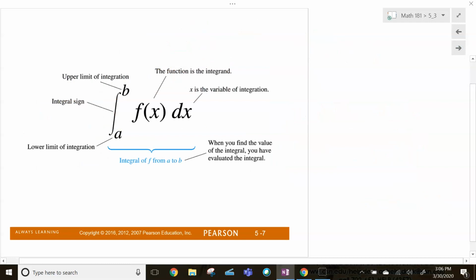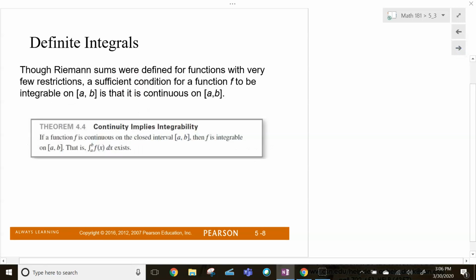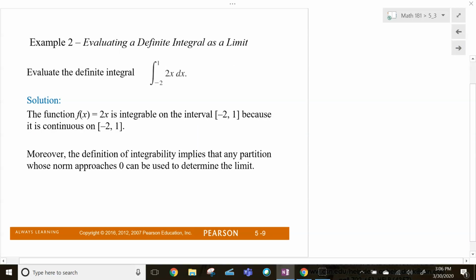So this is just showing you parts of the definite integral. You got your lower limit, you got your upper limit, your function, and your variable of integration, which is with respect to x there. If you are able to run the integral, you must have continuity, because continuity implies integrability. So if it's continuous, then you can take the integral.